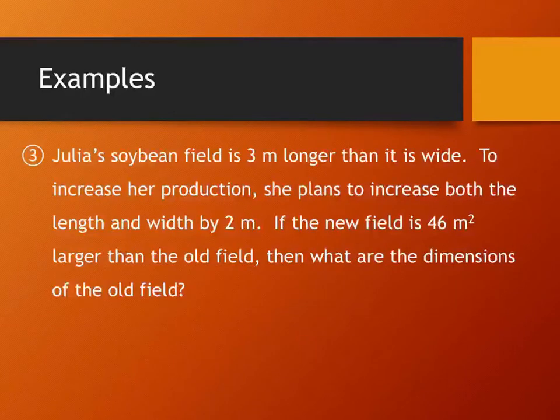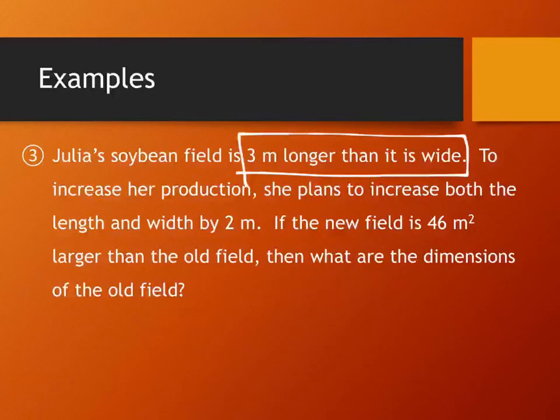Maybe circling what's important. I think that's a good idea. So we have an original field, right? It's 3 meters longer than it is wide. I'd say that's probably important, right? And that she's going to increase both length and width by 2 meters. Also important. And then that the new field is 46 square meters larger. Those are the pieces that are actually important to being able to start the problem. And then the question is actually at the end, it's talking about the dimensions of the original or the old field. Well, what did you do next, maybe?